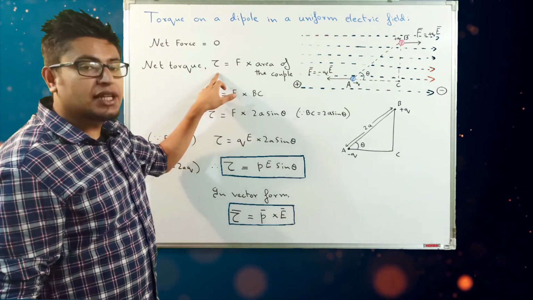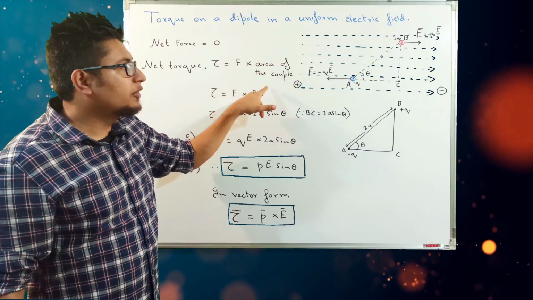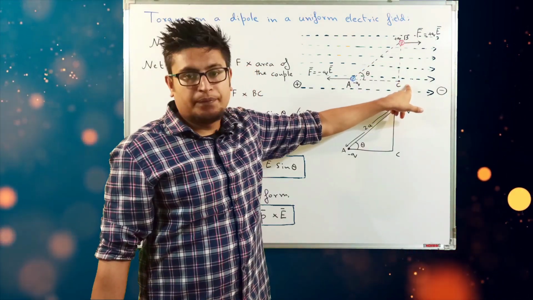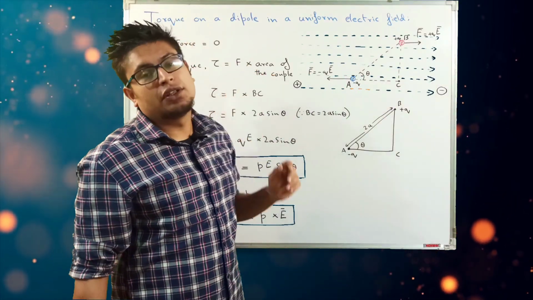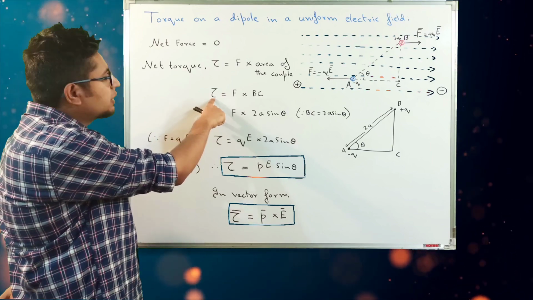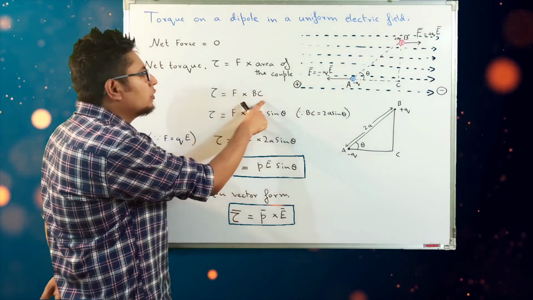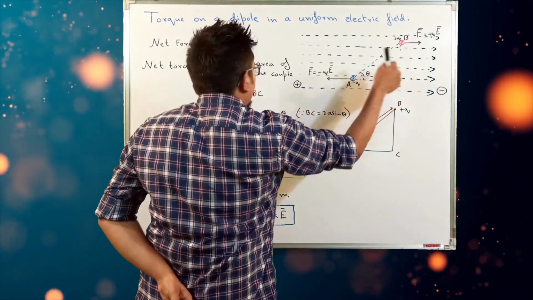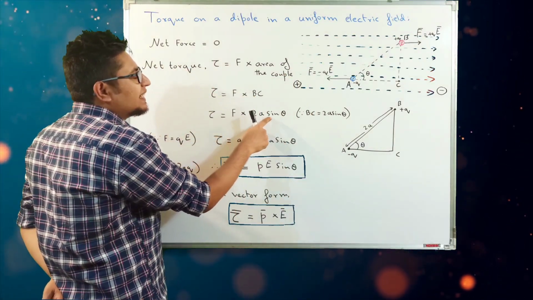So torque in this case will be equal to F, which is the force, into the arm of the couple, which is the distance from B to C. You can take it as F into the distance. This particular symbol denotes tau. This symbol is known as tau. So tau will be equal to force into BC, this particular distance. So tau will be equal to F into 2a sine theta.